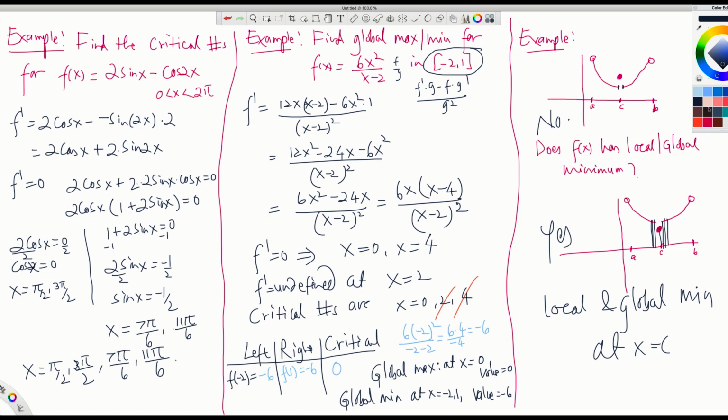But here it is not. Why is that? Because at x equals C, this is bigger than near around C. But after that, other points have higher heights, bigger than that. Okay. So this is no and this is yes.